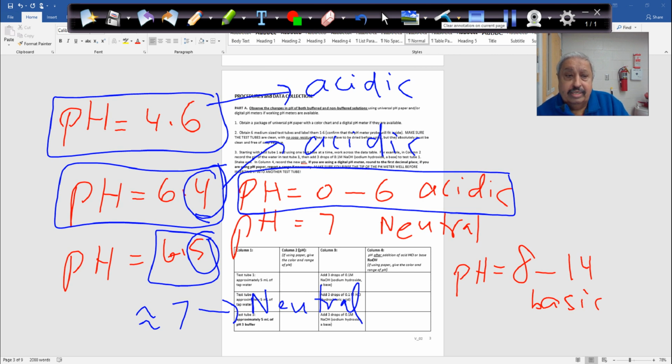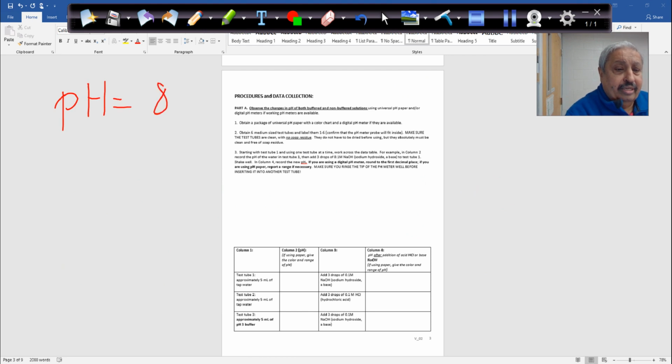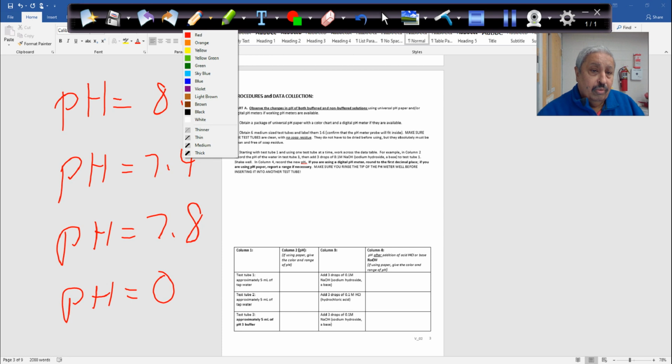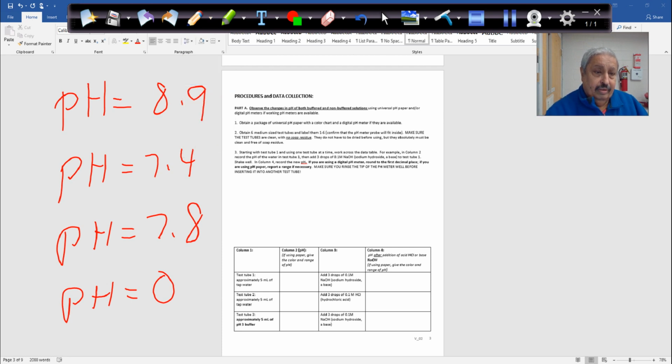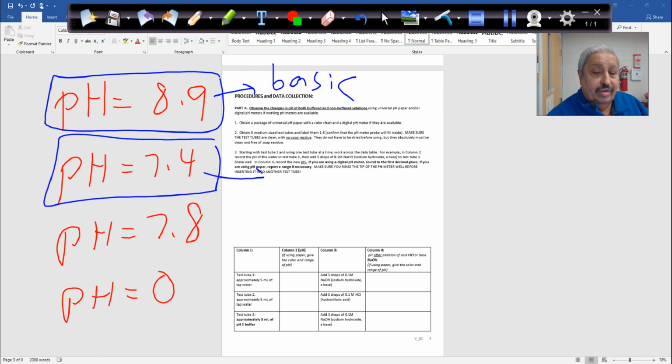Okay, guys. By the same token, I'll show you another range here. How about this one? The pH is 8.9. The pH is 7.4. The pH is 7.8. The pH is 0. So what can you tell me about this? The pH is 8.9, is it basic, acidic, or neutral? That's basic, correct? Perfect. How about this one here? That's neutral. Perfect.